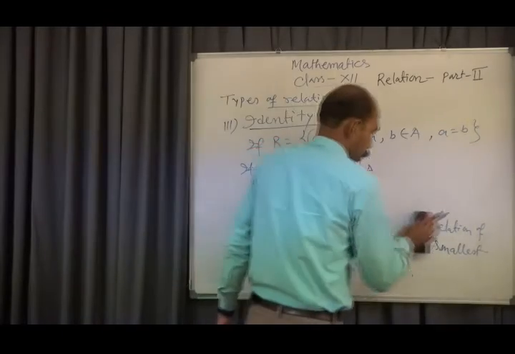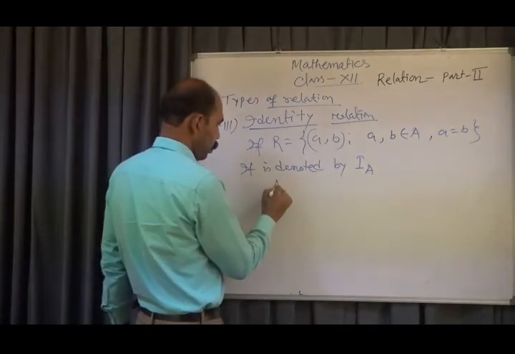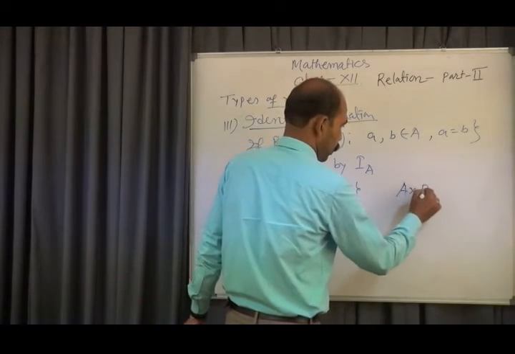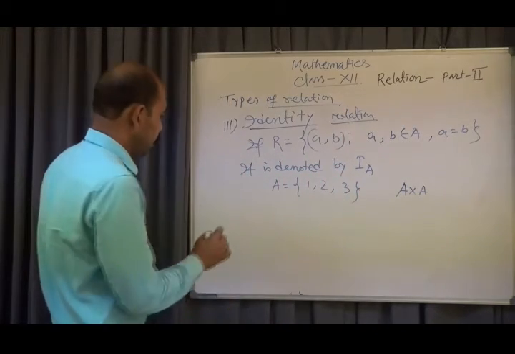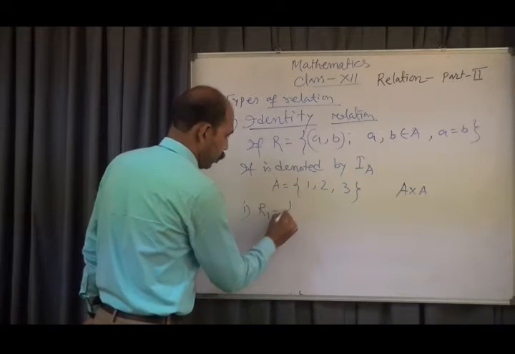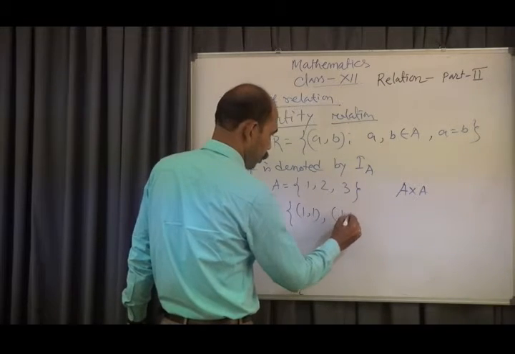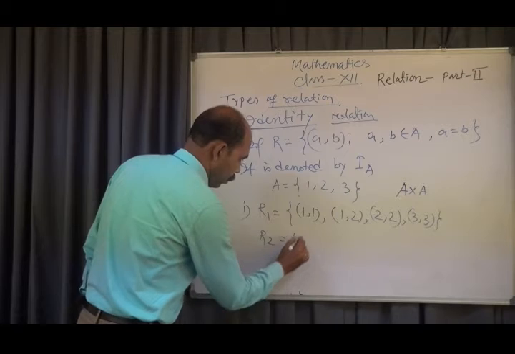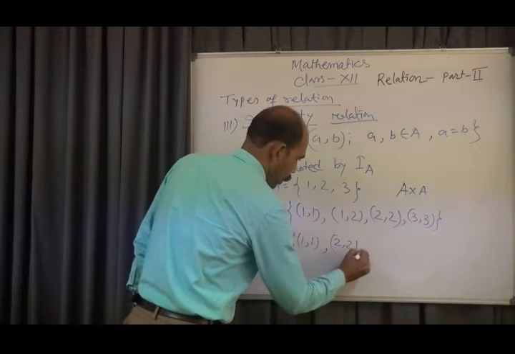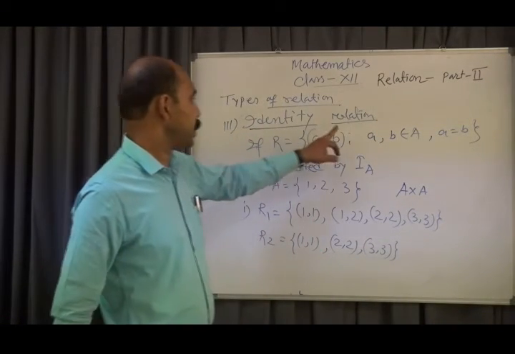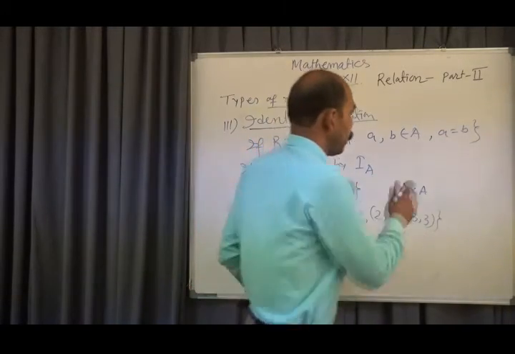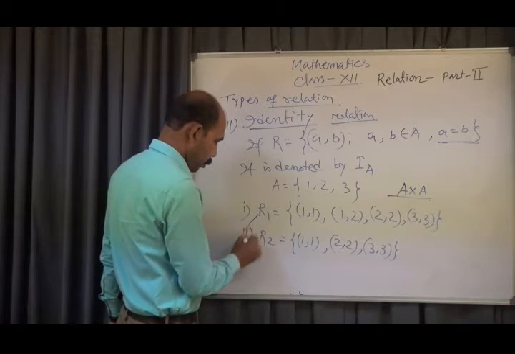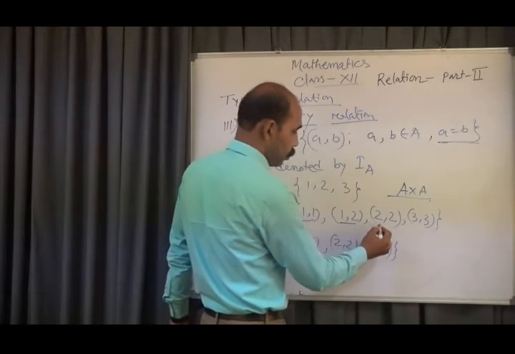Say, as for example, A equals {1, 2, 3}. Now, from set A, if I write two relations, R1 equals {(1,1), (1,2), (2,2), (3,3)}. And R2 equals {(1,1), (2,2), (3,3)}. I have written what an identity relation is: (a, b) belongs to R when a equals b, so a and b must be equal. But here, from set A, if we write the two relations R1 and R2, R1 equals {(1,1), (1,2), (2,2), (3,3)}.